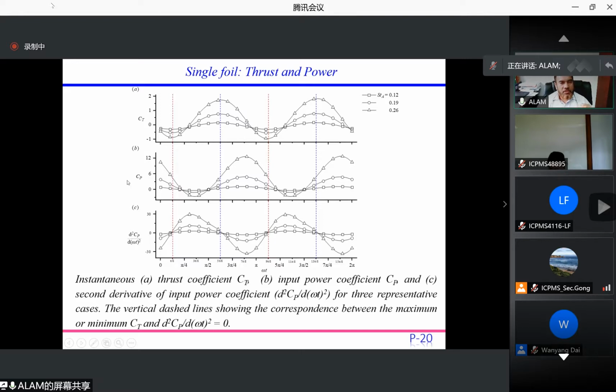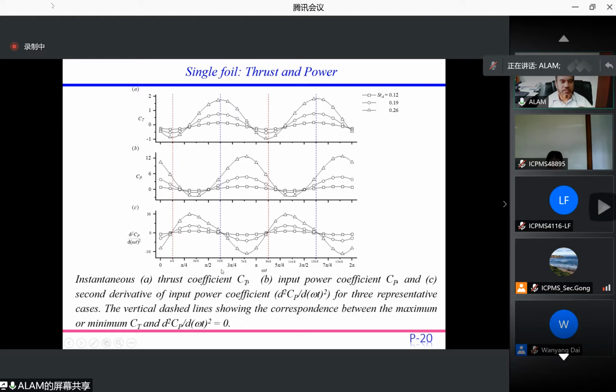One interesting question is when, during the movement of the foil, the thrust is maximum or minimum. Similarly, when do we need more power or minimum power? What is interesting here is that 0 means the equilibrium position, the neutral position, and omega t equal to pi means 180 degrees, pi by 2 means 90 degrees.